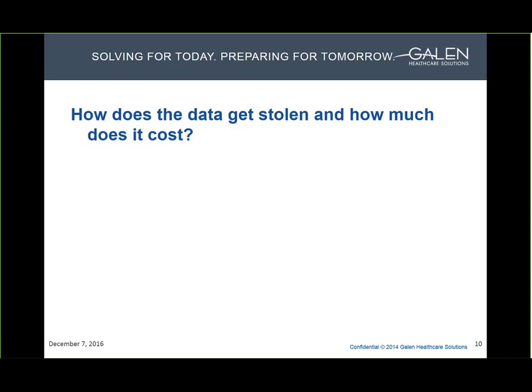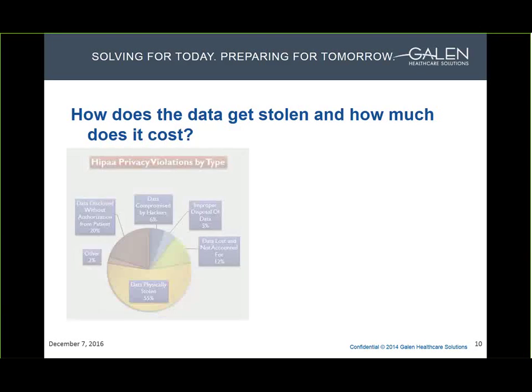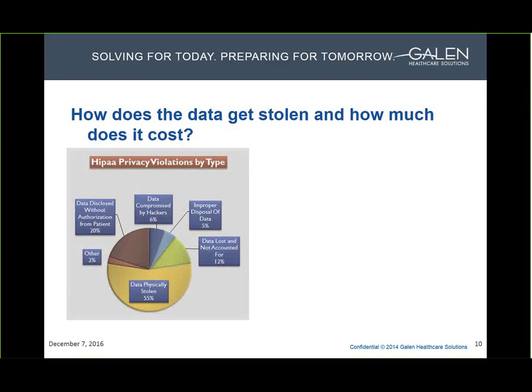One thing that I found rather interesting while researching how the data gets out is that it mainly gets out because the data is physically stolen. What this means is essentially somebody leaves their laptop in a car. If a medical office gets robbed and they take the computers, that is a huge portion of why this data is stolen. There's also data disclosed if you fail to have a business agreement with somebody and the data gets out there, as well as data just being lost and not recovered.